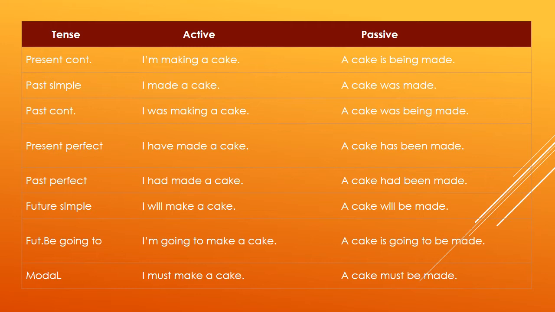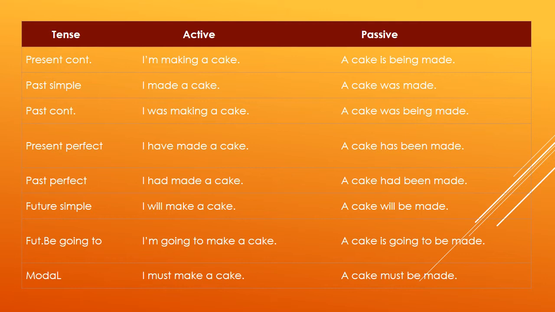The past continuous, it says I was making a cake. In the passive is a cake was being made. Present perfect, I have made a cake. A cake has been made. Past perfect, I had made a cake. Into the passive, a cake had been made.